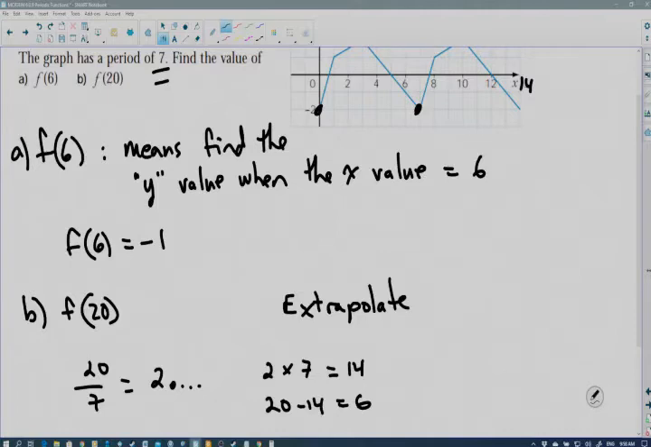So 14, if you look, is in the same phase as the starting point. So by dividing 20 by 7, we found out where the graph would repeat itself on its way to getting to 20. So I can come right back to the beginning here, and if I count 6 over, 1, 2, 3, 4, 5, 6, this point should be in the same phase as f of 20 is. Therefore, f of 20 should be -1.